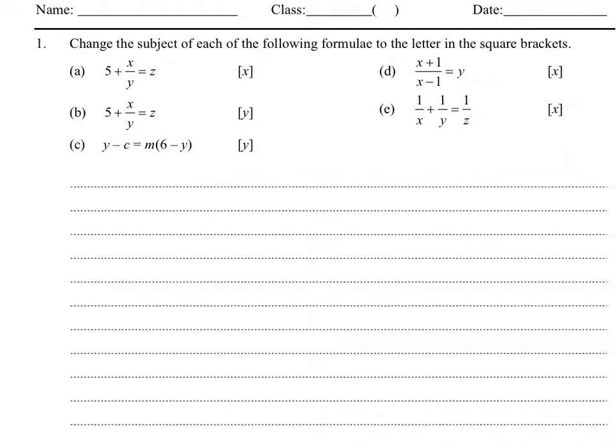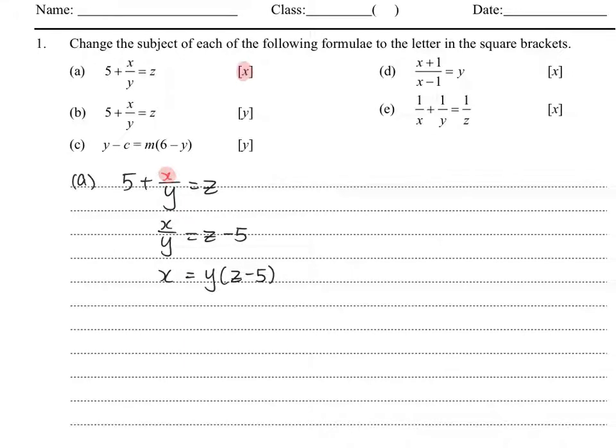1a. 5 plus x over y is equal to z, making x the subject. First we copy the question. Secondly, x is the subject, so I highlight x. We move the non-x to one side, x on the other side. So x over y will be equal to z minus 5. I want x on the left only, so x will be equal to y times (z minus 5).